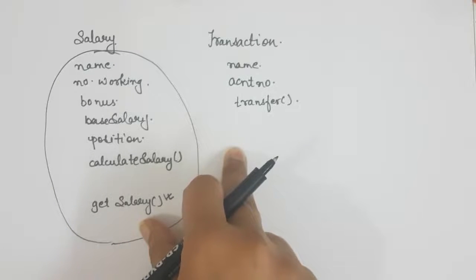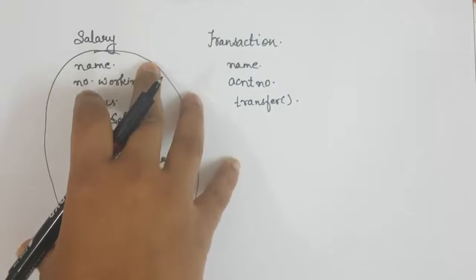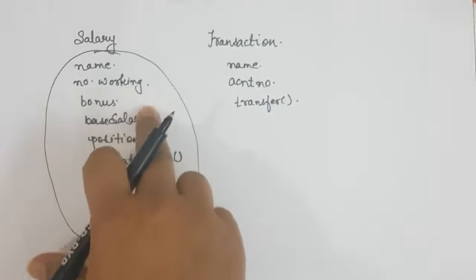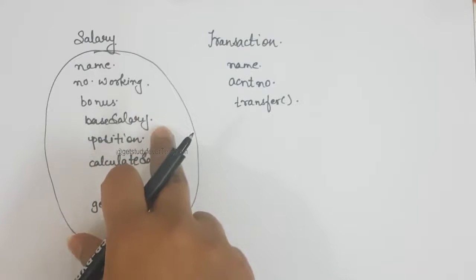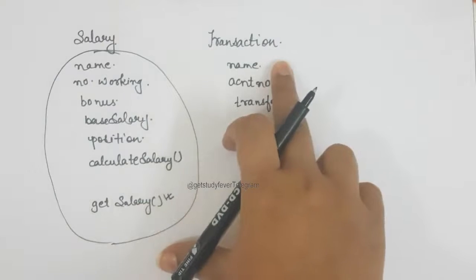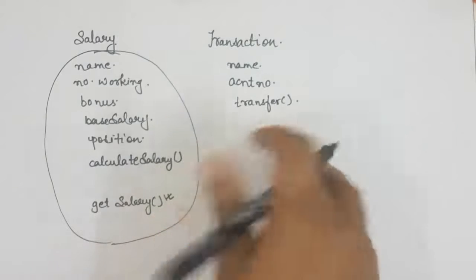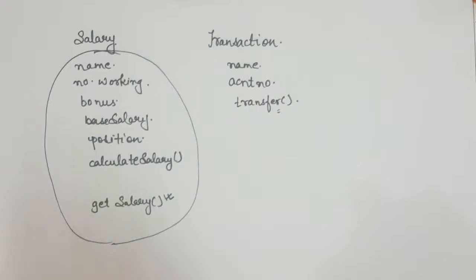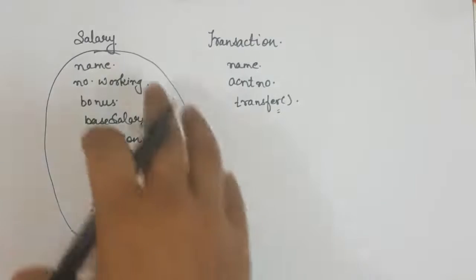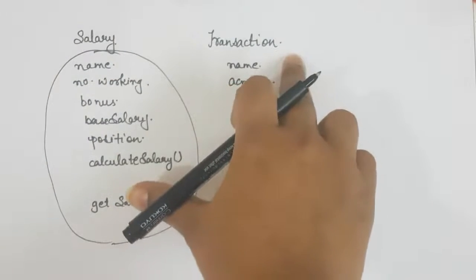It just bothers about the salary. So this salary department takes care of calculating the salary, having the number of working days, what is the bonus, what is the base salary. These are the headache of salary department. Transaction department just needs to know what the salary is. So it calls the get salary method, it gets the salary, and based on that it transfers the salary to the employee department. So this salary object is a black box to this transaction object.